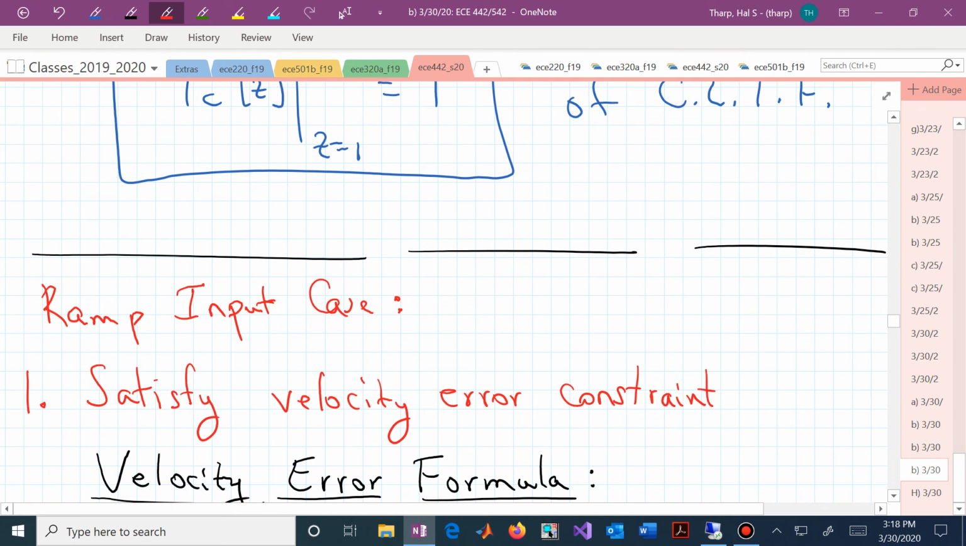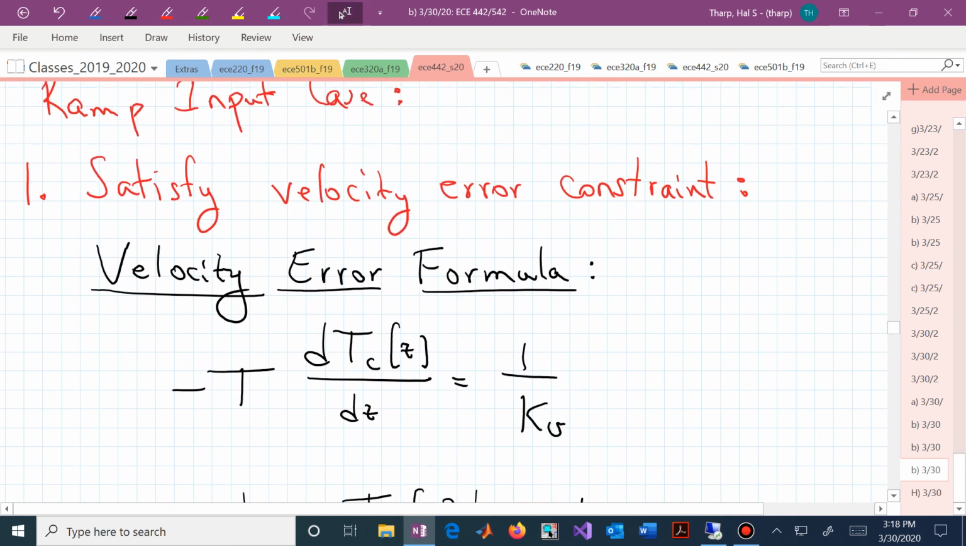If you work through the analysis, you'll end up with 0 over 0, so you'll have to invoke L'Hopital's rule. And that now says that minus T, where T is the sample period, times the derivative of the desired closed-loop transfer function with respect to z needs to equal 1 over K sub v. So here you want your error due to your ramp input in the steady state to be 1 over K sub v. You now have that specification, 1 over K sub v.